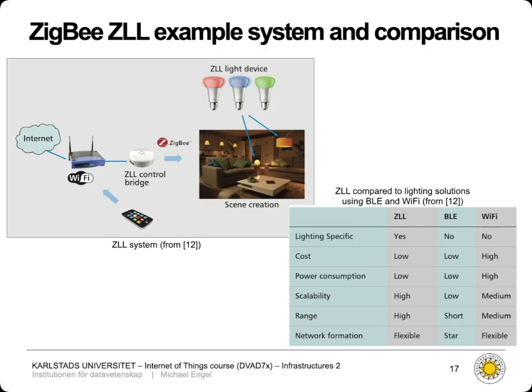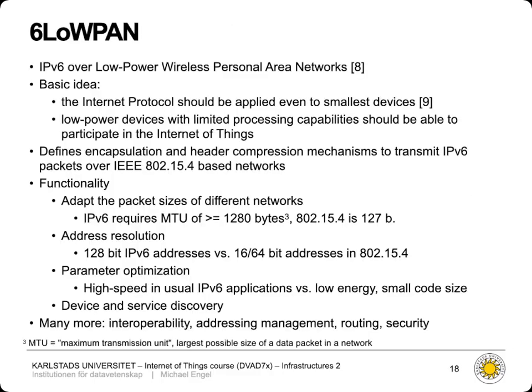Obviously ZLL is lighting specific, so it's very optimized for just enabling automatic lights with low costs. These light bulbs can be bought for around 100 kronas for the cheapest one. Essentially you have low cost and low power consumption. Still the networks are scalable. It can have a high range due to every light bulb being a router in such a system. And the network formation is very flexible, so you don't have to do a lot of administration. Wi-Fi, of course, takes more setup because you have to somehow enable the assignment of addresses and so on. And Bluetooth Low Energy has problems with scatternet formation for longer ranges, for example.